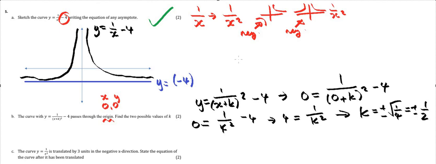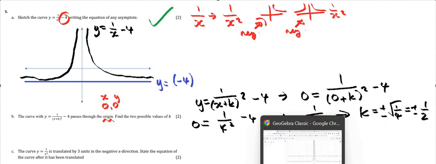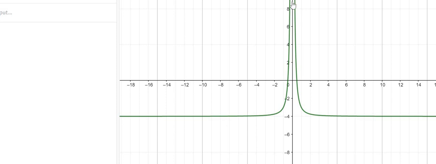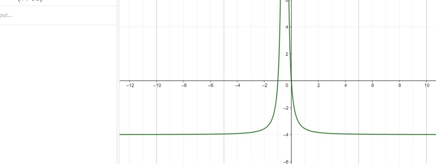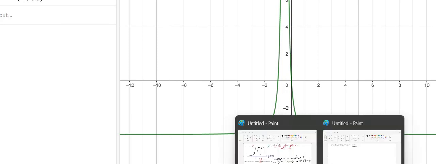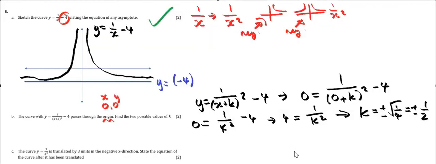Okay, we can see that on a graph. This is my y equals 1 over x squared minus 4, which is the first part. Remember, here's our asymptote. On the graph, it looks like it hits 4, but it only gets very close. If I change this to x plus a half, which is one of our solutions, there we go, it passes through the origin. So that is part 2 of our question taken care of.